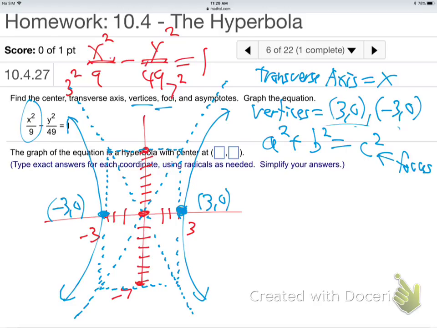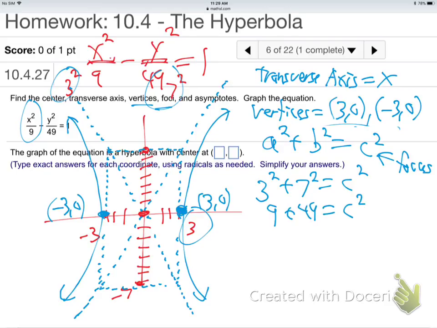So what's the a and the b? Order doesn't matter. Again, that's nice. x, y, whatever. Well, one of them is 3, the other one is 7. So 3 squared and 7 squared, whatever order, is c squared. So that's 9 plus 49 is c squared. What's that, 58? Yeah, 58. So c squared is 58.